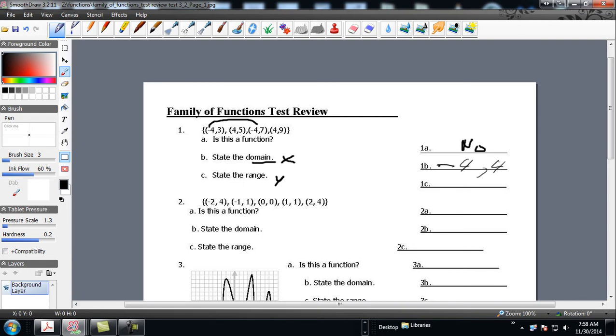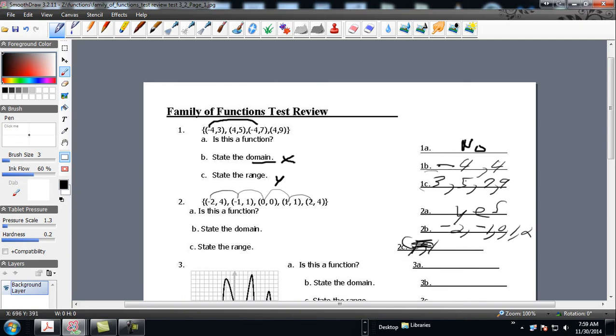State the range. The range is going to be the y values. So clearly you can tell there are 3, 5, 7, and 9. Easy questions. Next one, number 2 says, is this a function? Once again, checking the x values, see if they repeat. They do not repeat, so this is a yes. Domain is going to be -2, -1, 0, 1, and 2. Your range is going to be 4, 1, and 0.